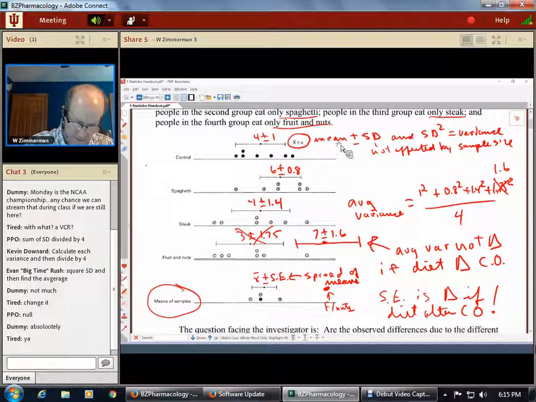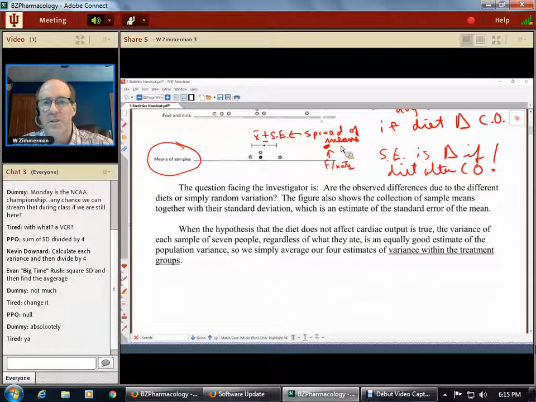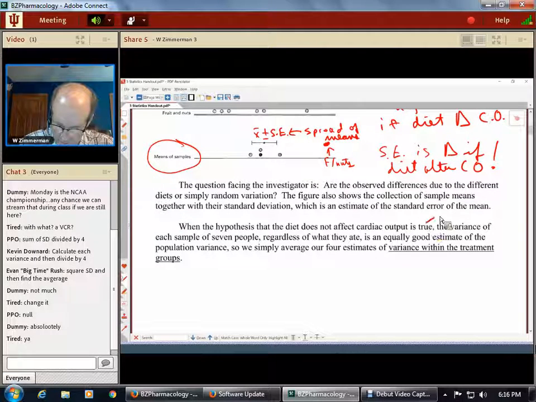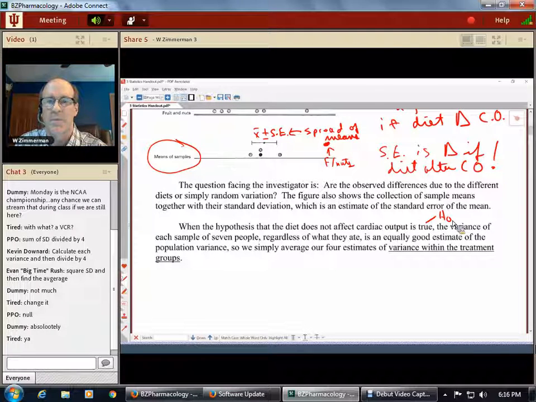Okay, let's sort of type it down here. The question facing the investigator: are the observed differences due to different diets or simply variation, which is always the question, is it a treatment effect or is it variation? When the hypothesis that the diet does not affect cardiac output is true, and that's the null hypothesis, the variance of each sample of 7 people, regardless of what they ate, is an equally good estimate of the population variance. So we simply average our 4 estimates of variance within the treatment groups, and that's what we did above.